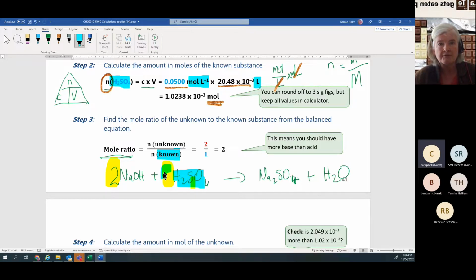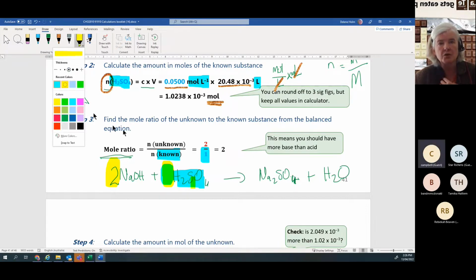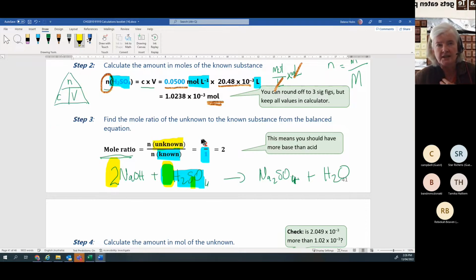So we look at the number in front here, and that is the number we put at the bottom. It's always in the denominator. And then for our unknown, in this case, it's sodium hydroxide. We don't know much about sodium hydroxide. All we know is that we use 25 milliliters. So that's what we say is our unknown. We look at the number in front of the sodium hydroxide, put that on the top, and we go top number divided by bottom number is going to be my final ratio. Do you all follow?